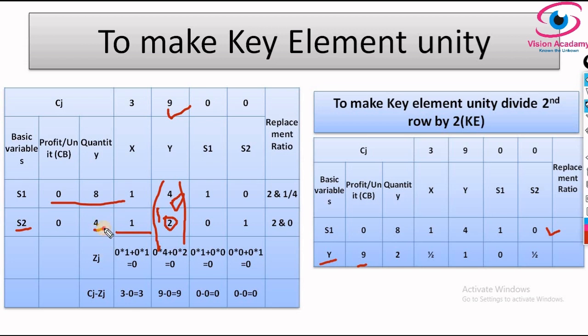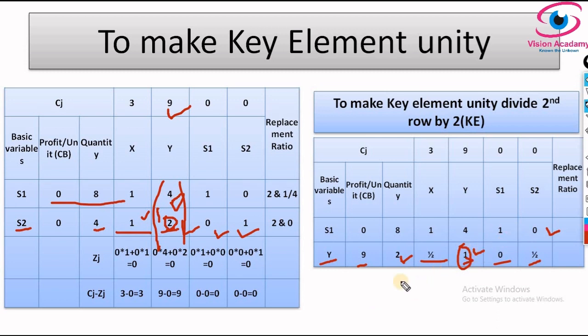So 4 by 2, 2 is the key element and we have to make it a unity. 4 by 2 is 2, 1 by 2 is 1 by 2, 2 by 2 is 1, 0 by 2 is 0, 1 by 2 is 1 by 2. Now you can check there is a unity in the y column, y row. So this has become 1.